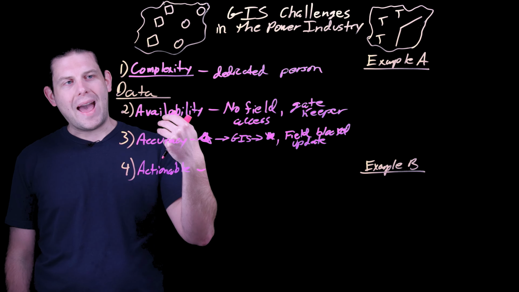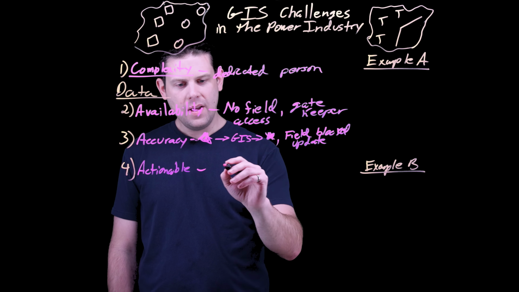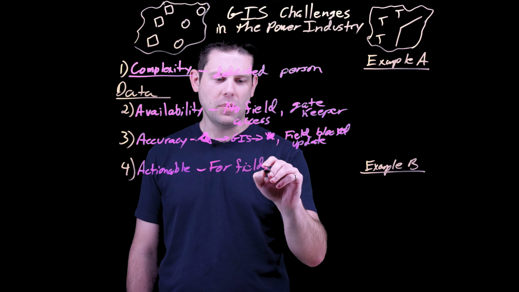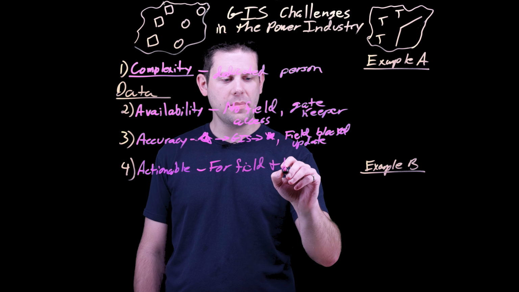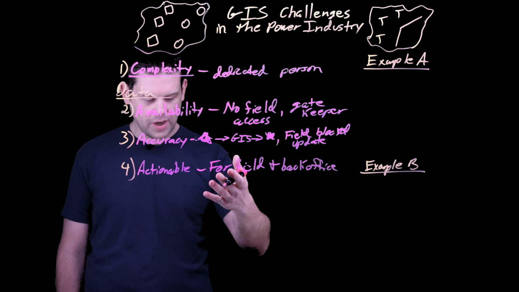And then this last one is actionable. Is it actionable? Is the data actually actionable? So the question is, for the field, in the moment, as well as the back office, is it actionable for them in that moment that they're trying to access that data?